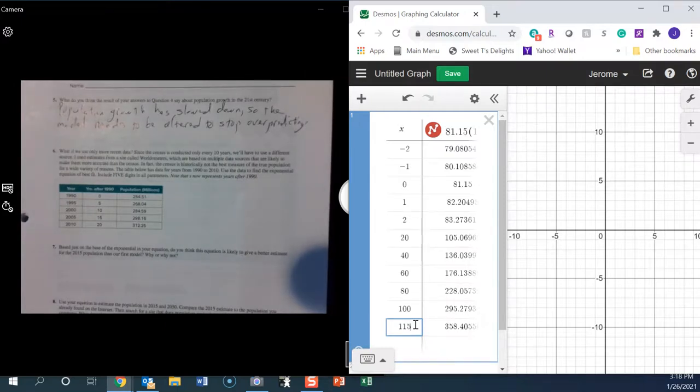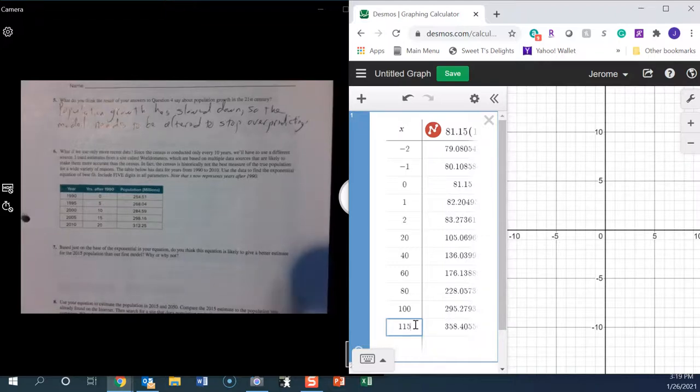Now it says, what if we use only more recent data? Since the census is conducted every 10 years, we'll have to use a different source. I use estimates from a site called Worldometers, which are based on multiple data sources that are likely to make them more accurate than the census. In fact, the census is historically not the best measure of the true population for a wide variety of reasons. The table below has data for years from 1900 to 2010. Use the data to find the exponential equation of best fit. Include 5 digits in all parameters. Note that x now represents years after 1990.